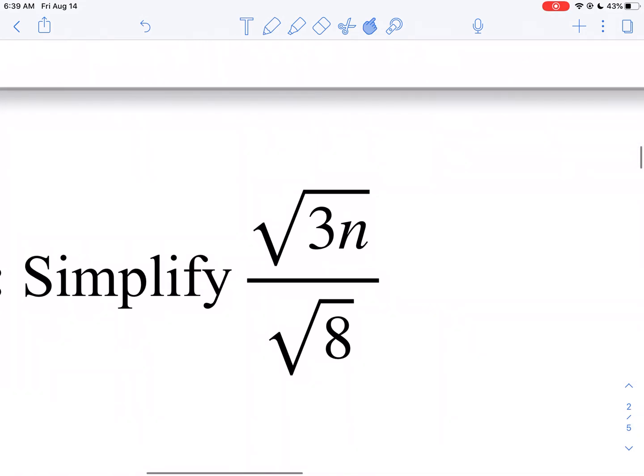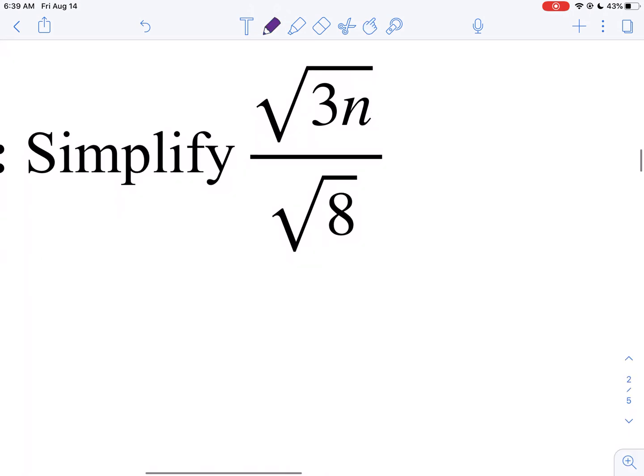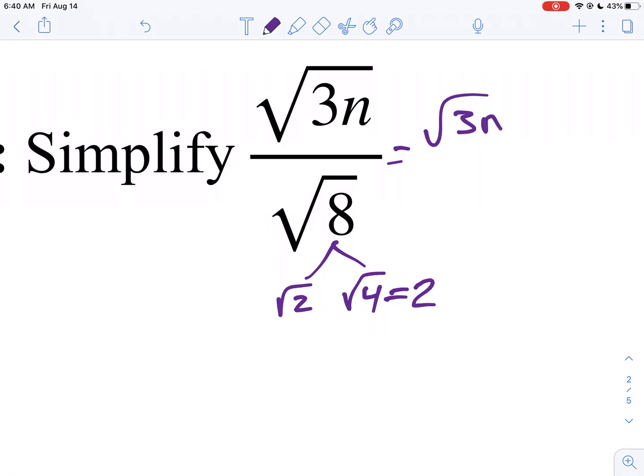Now let's apply that to this problem. I've got the square root of 3n over the square root of 8. I think the first thing I'm going to do is I notice I can simplify the square root of 8. So let's simplify that. I got the square root of 2 times the square root of 4. Now if you notice, you don't have to keep on making your factor tree because the square root of 4 is 2. So in other words, I got the square root of 3n over 2 radical 2, because the square root of 4 is 2, and you got that extra square root of 2.